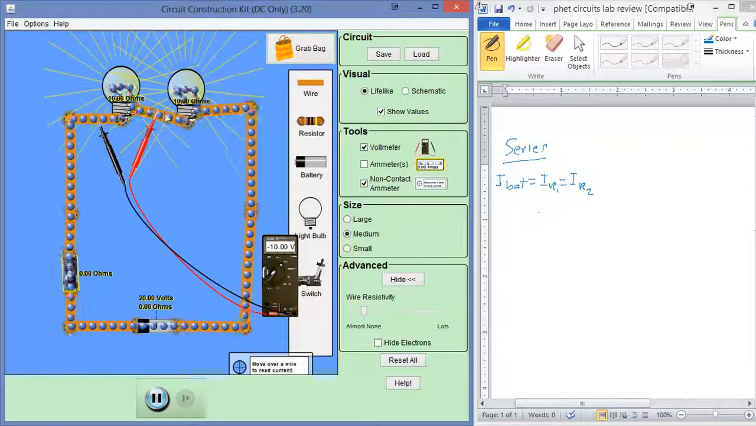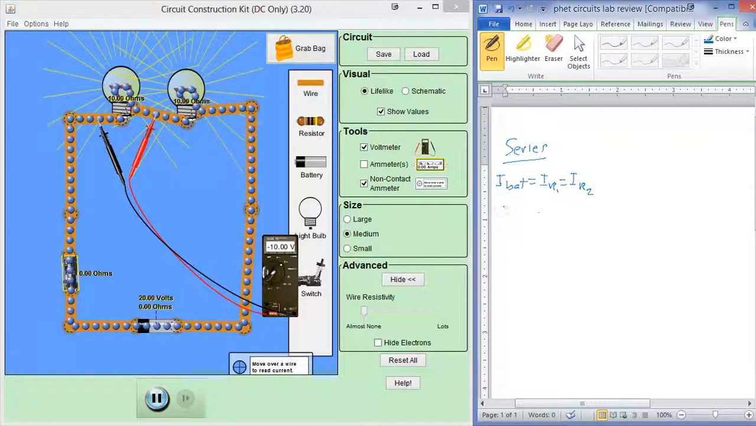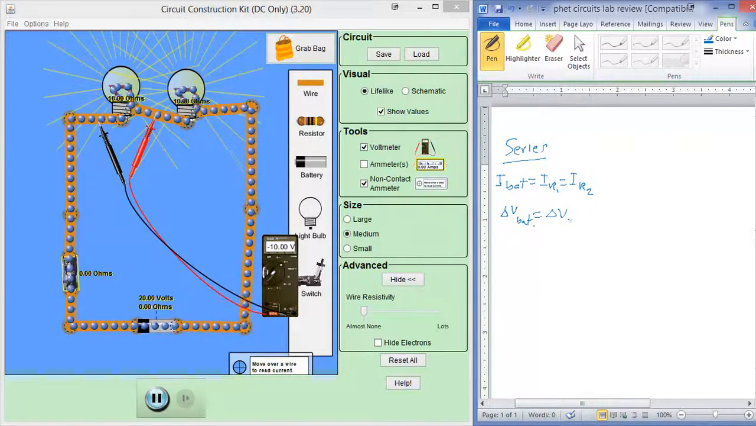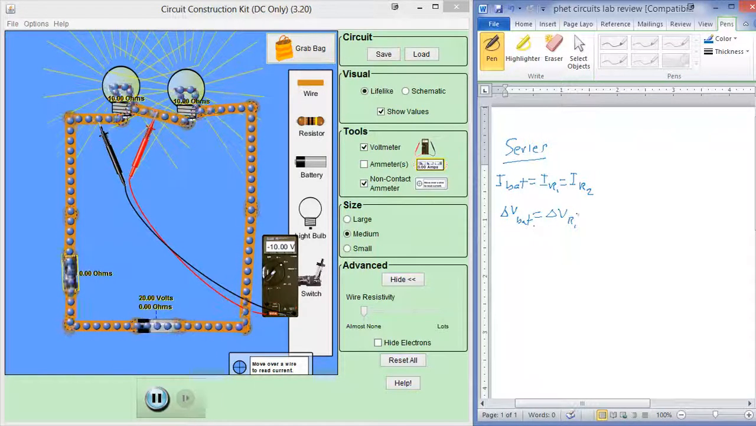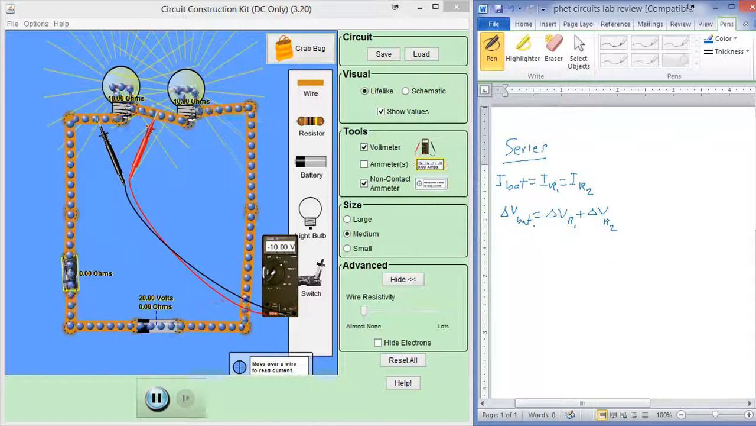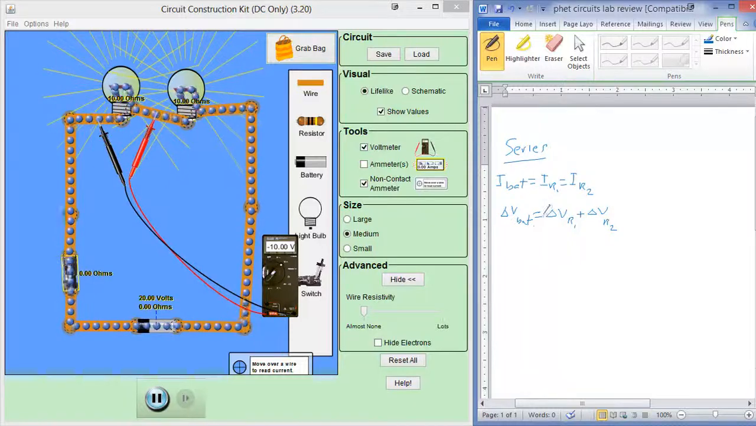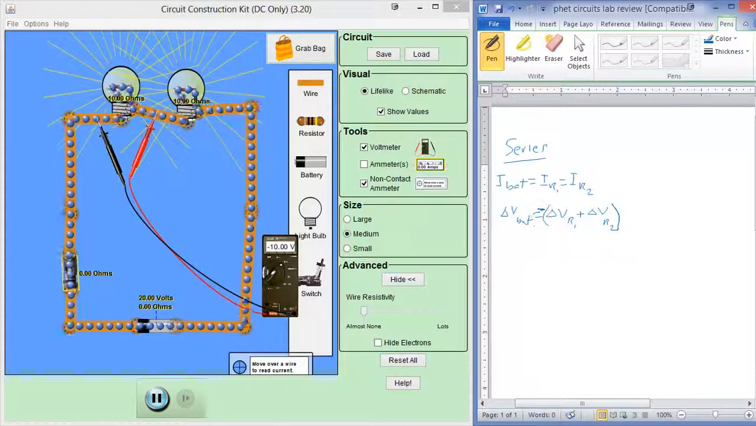All right, let's summarize that point. Delta V, change in voltage across the battery, equals delta V, voltage drop across R1, plus delta V, the voltage drop across R2. And we should be aware of the fact that these were negative voltage drops. So parentheses around these here, and we can put a negative in front. This is not a huge point, but we'll add it in.